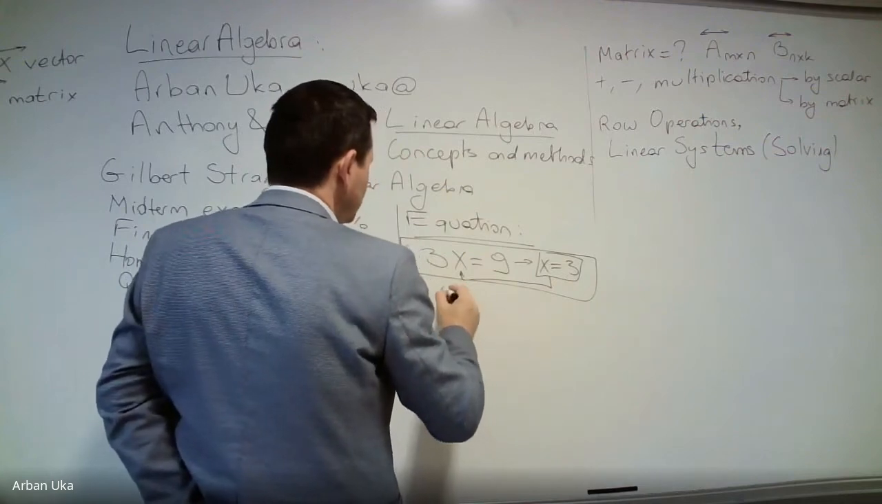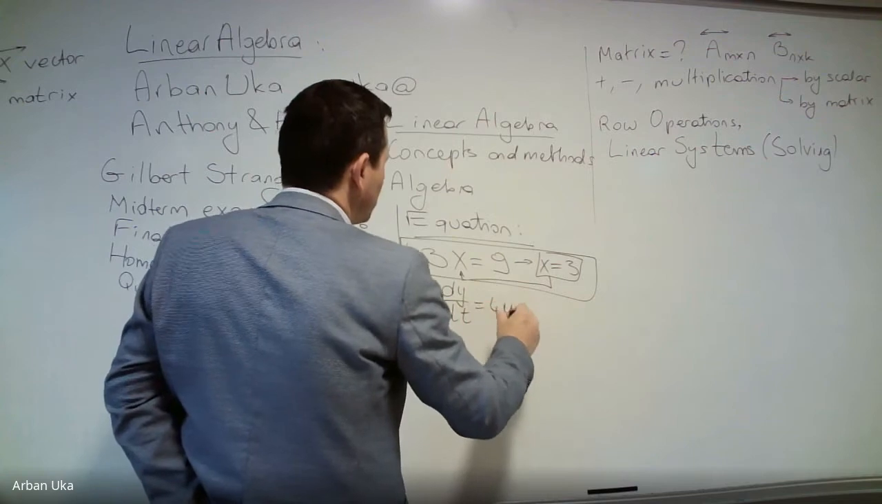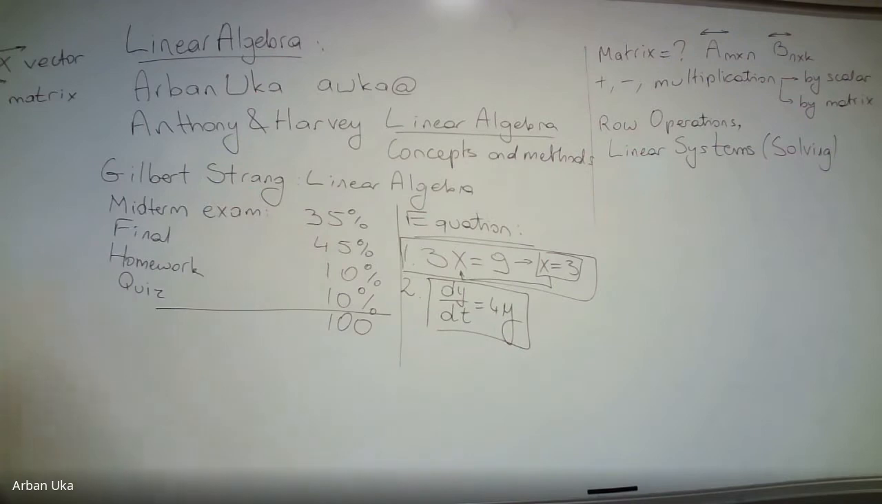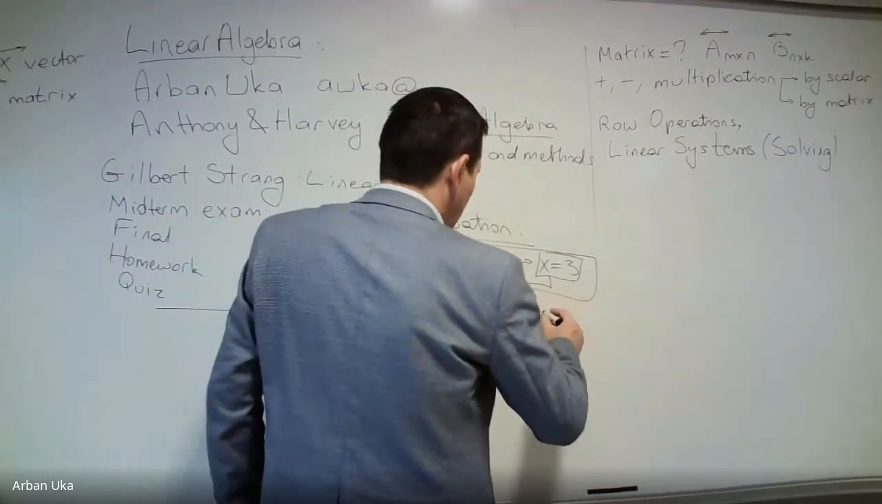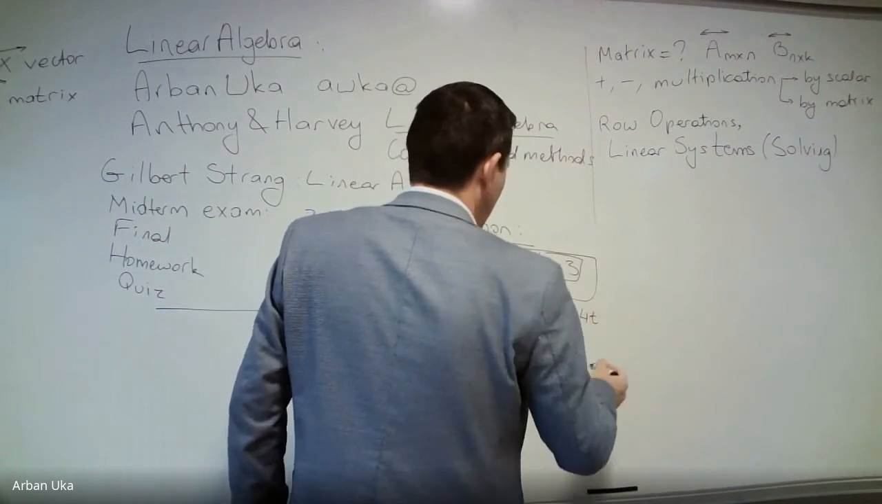We can have, for example, dy over dt is equal to 4y. Okay? This is another equation, which means that what is the unknown here? We have a variable, we call it y, which is apparently a function of time, and we are told that y as a function of time changes like this. Then what is the solution of this equation? The solution is going to be y is equal to e to the power 4t times another constant.